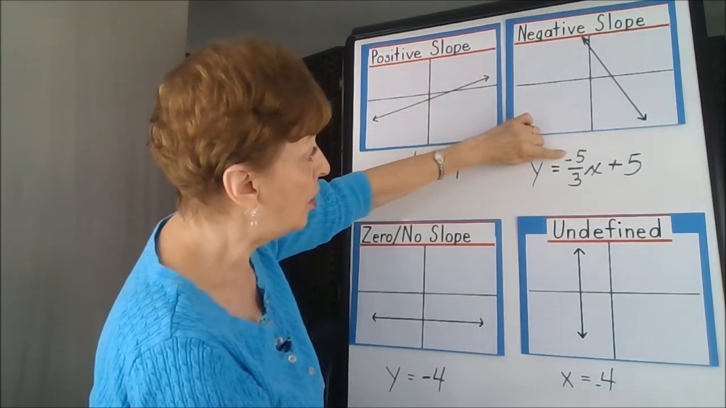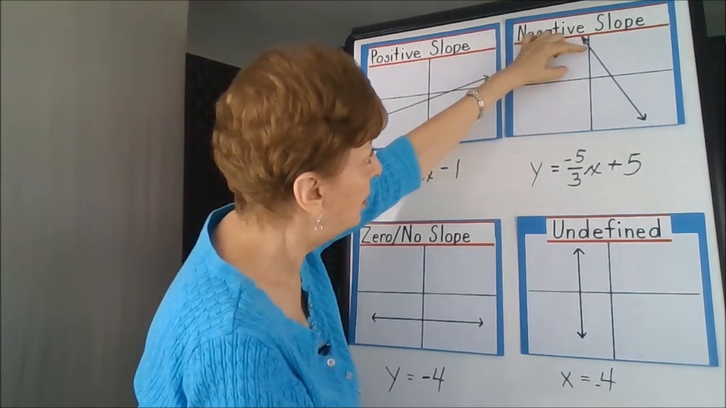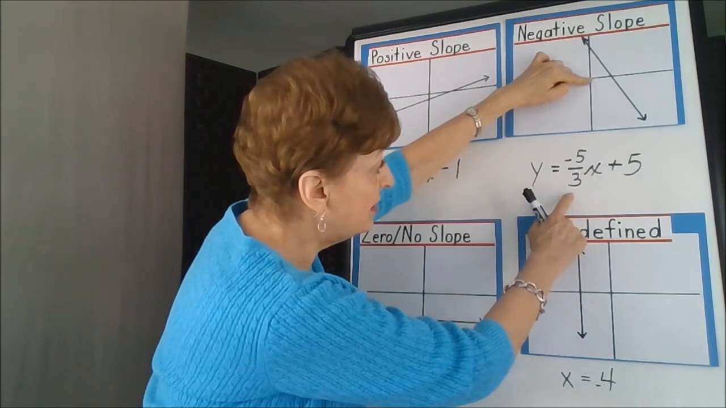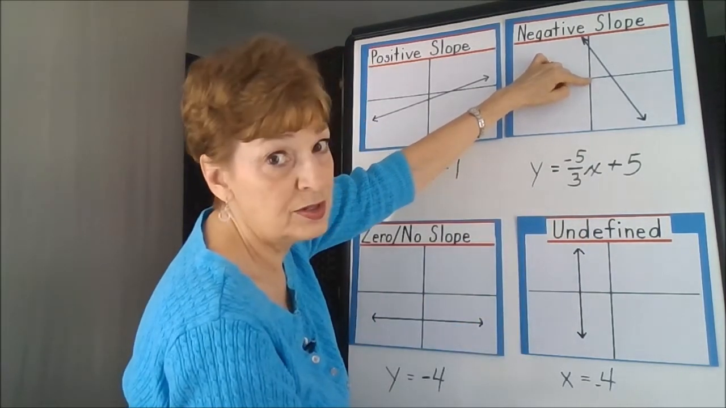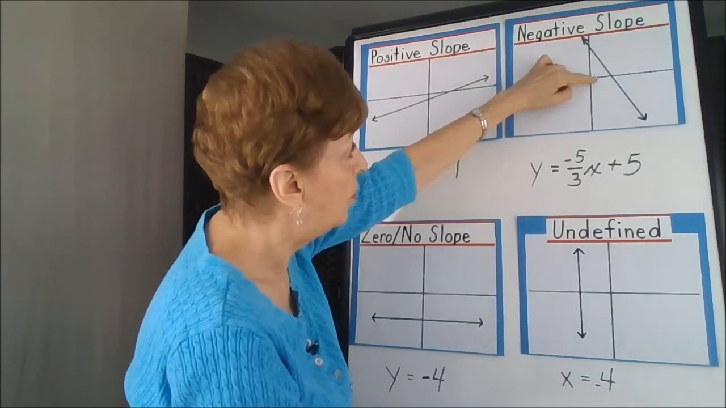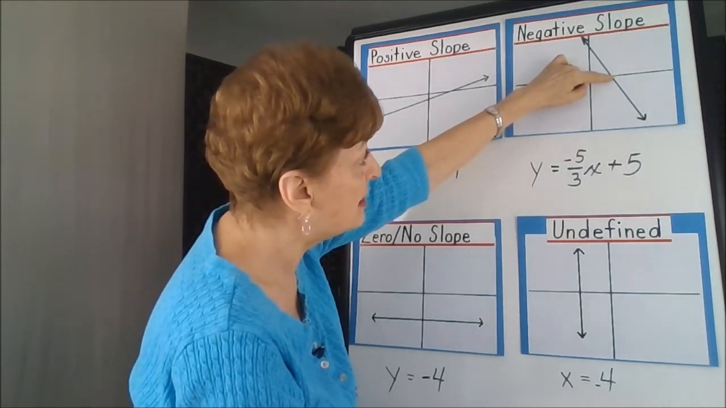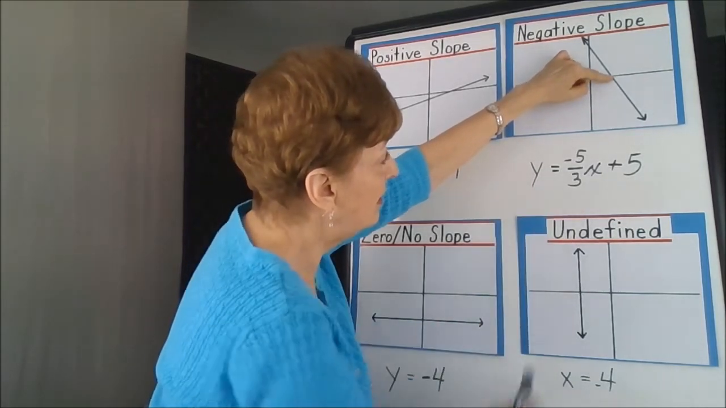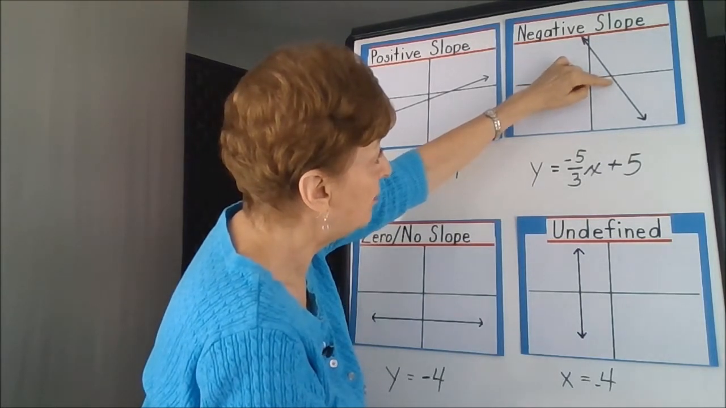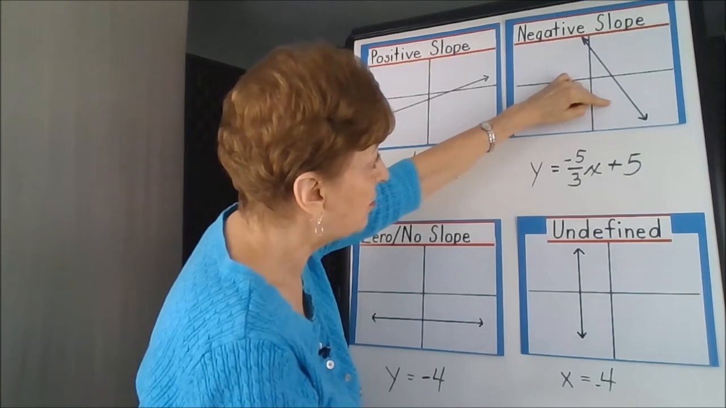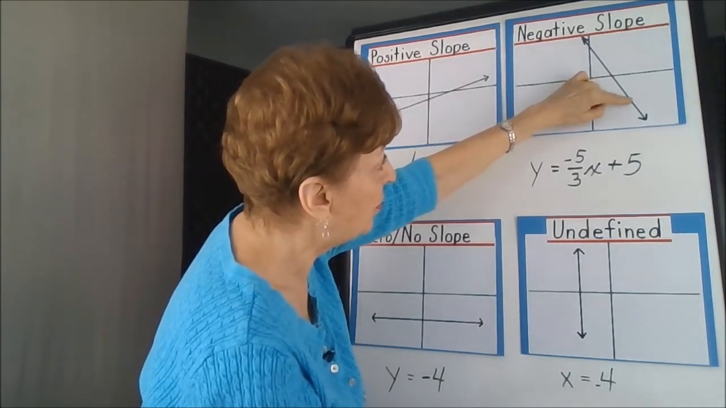And we're going to go down 5, 1, 2, 3, 4, 5. And then it tells us to go in a positive direction, to the right 3. 1, 2, 3. There, we've hit a point on the line. From this point, we can repeat the slope. Down 5. 1, 2, 3, 4, 5. To the right 3. 1, 2, 3.